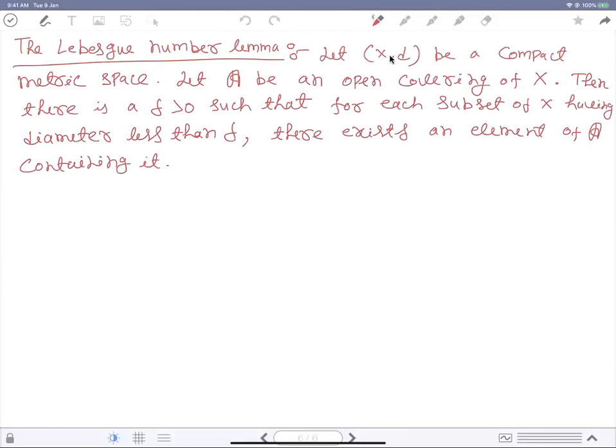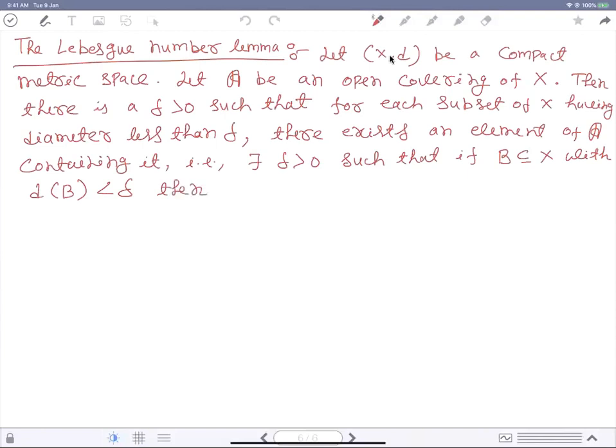In other words, we can say: let X be a compact metric space and script A be an open covering of X. Then there exists a positive delta such that whenever we have a subset B of X with diameter of B less than delta, there exists an element A from the open cover, that is, an open set from the open cover, which contains the set B, that is, B is a subset of A. So this theorem says this.